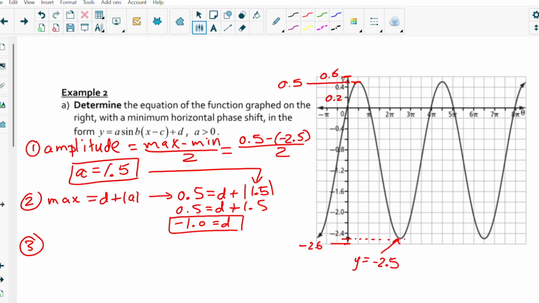I'm going to label 2 points. Okay, so I need to find the b value. So I'm going to look at this in terms of what is the period. Then I do my calculation to find the b value. So if I start with d equals negative 1, where's our sinusoidal axis here? So here's negative 1. Okay, that's our sinusoidal axis.